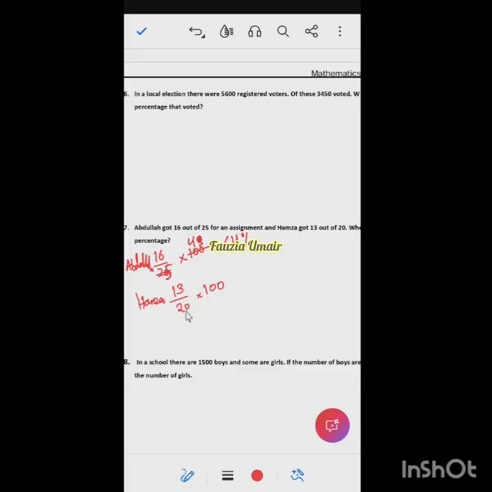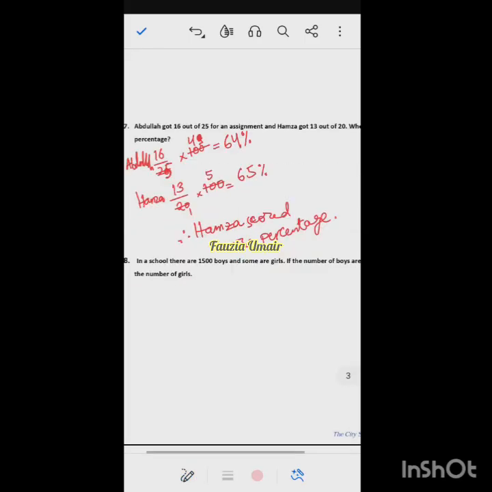Now let's solve this. So this 20 is cancelled with 100. 25s are 100. So now what is 13 into 5? 65. 65%. So who got more percentage? Hamza. So at the end we will write down, because they are word problems, Hamza scored more percentage. Just a small difference there, right? So moving on to the next part.